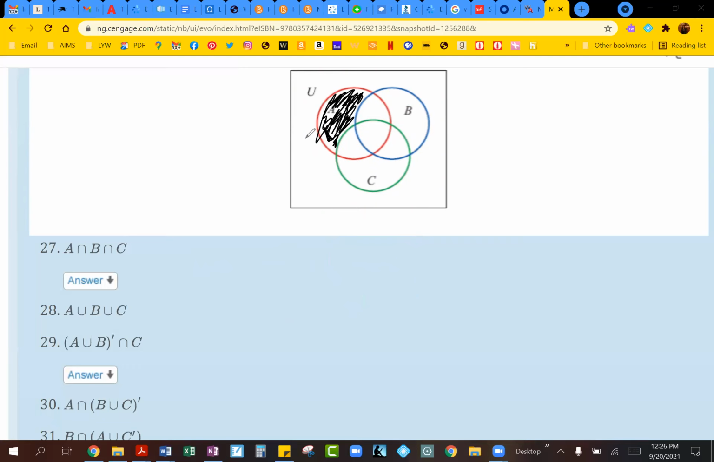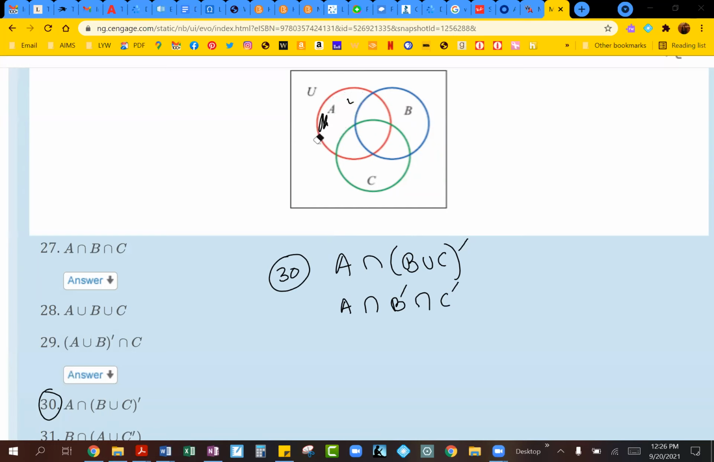It should not be going out, but that's what you are looking at for number 30. So that's A intersected with B union C complement. So technically that's A intersected with B complement intersected with C complement. And this is what it ends up looking like right over here. Nothing on the outside.